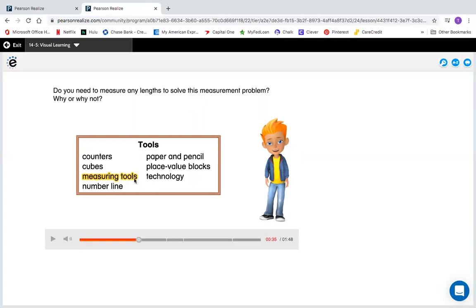So they ask, do you need measuring tools? No, you don't actually need any measuring tools because they already gave you the length. It's not like they're saying, go see where Sarah's standing and measure how far she is away from the goal. They already gave you all the different measurement lengths that you need. So you do not need the measuring tools.